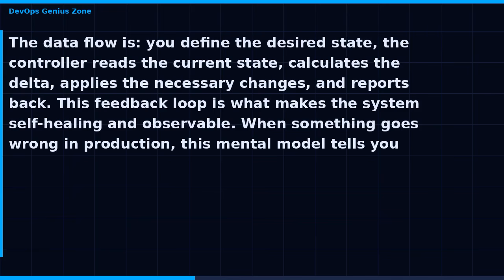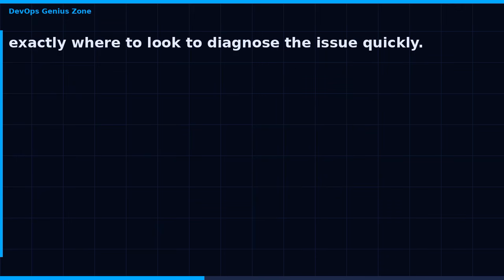Section 4: Getting started the right way. The most common mistake engineers make when learning Kubernetes HPA is jumping straight into configuration without understanding prerequisites and requirements. Here is the correct sequence that senior engineers follow.